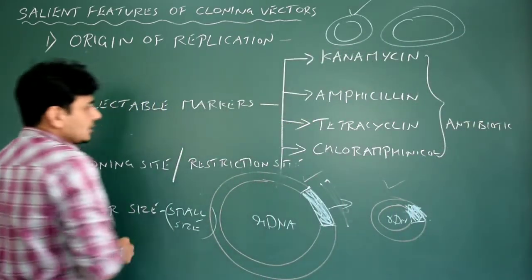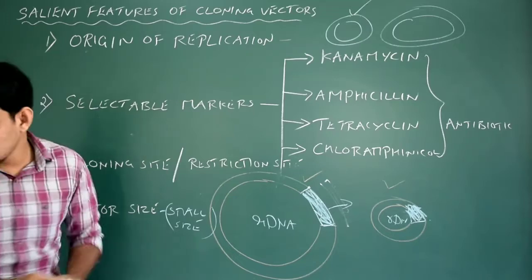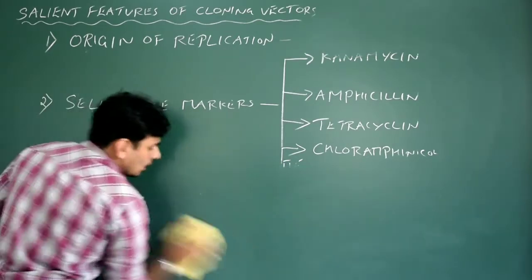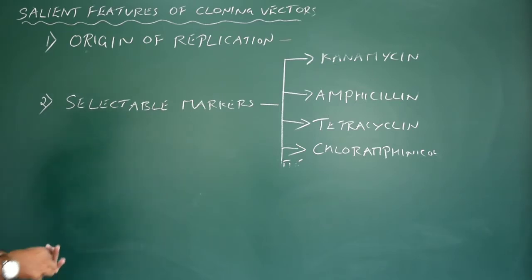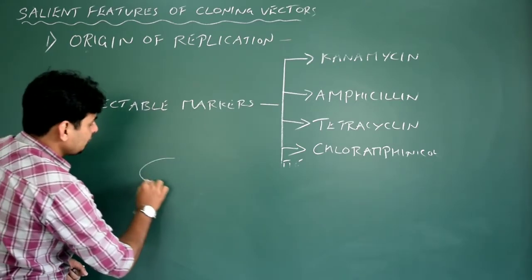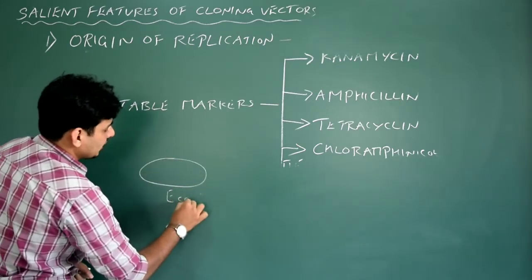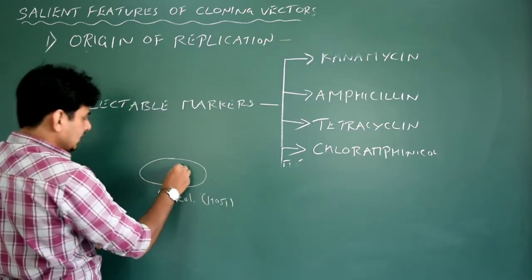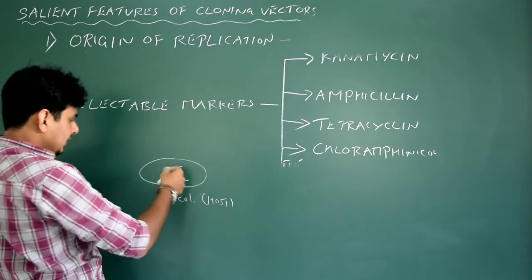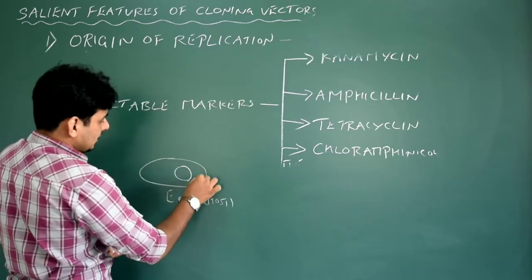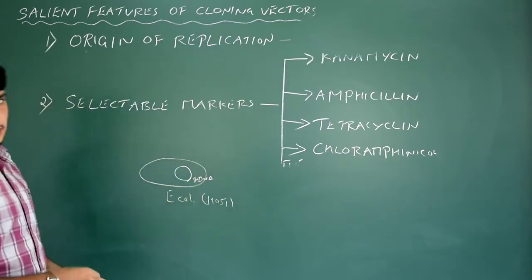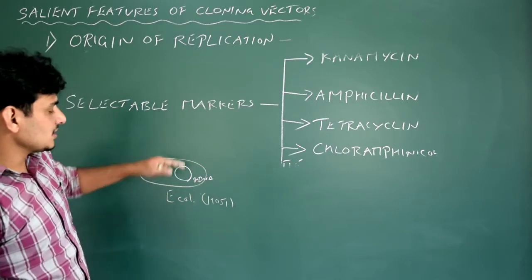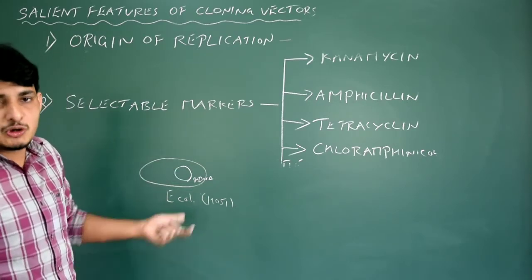About selectable markers, we talk about selectable markers now. So let me erase this. Okay. Let us assume that I have preferred E. coli as host organism. So this is the host organism, and inside the E. coli, I have introduced recombinant DNA. rDNA is present in the E. coli. As a scientist, how do I know that this particular host organism has taken this rDNA? I don't know. I am not sure about it.